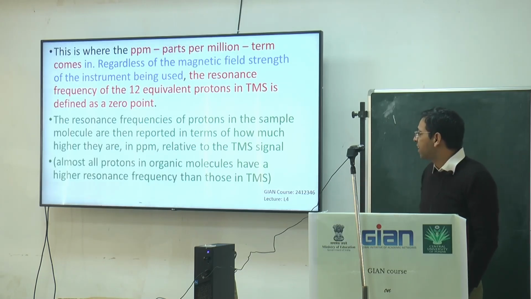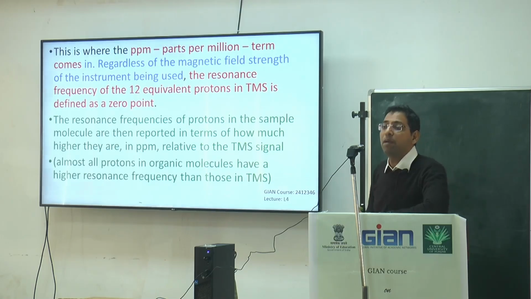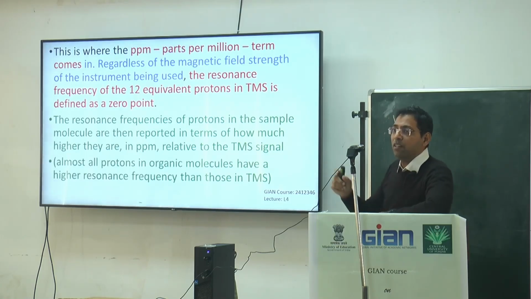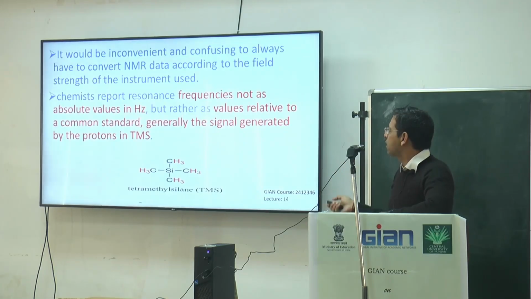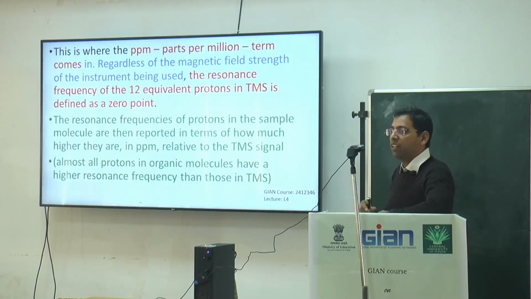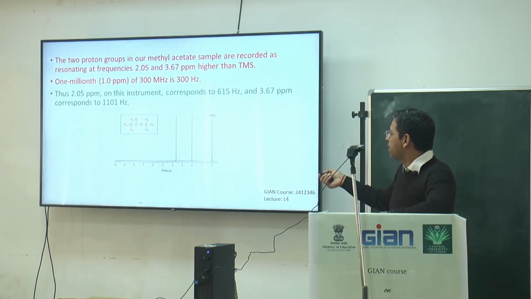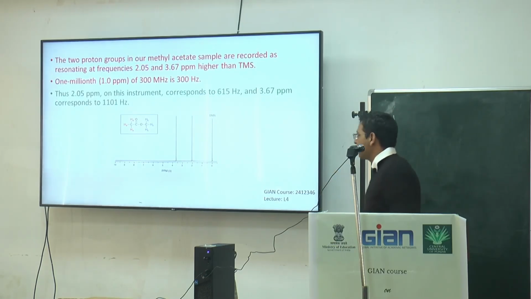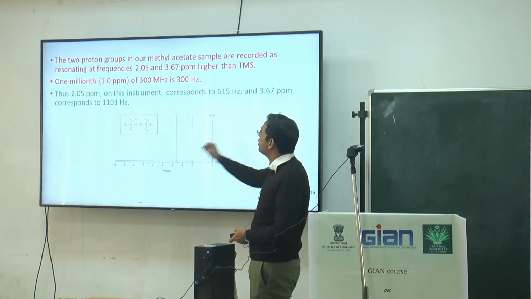This is the same thing that I told you. The resonance frequency of the proton is the same, and the sample molecule is the same. How much higher they are, that is why we are using ppm. So ppm means the 12 protons of the TMS are down here, giving the 0, and after that, whatever we get, we tag. So this is the point here, 0, and these are at 2. These two proton groups are giving signals at different positions.